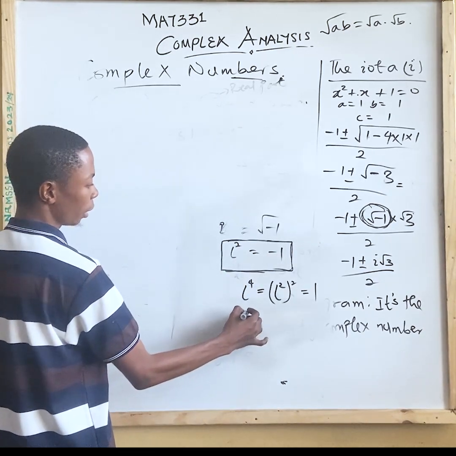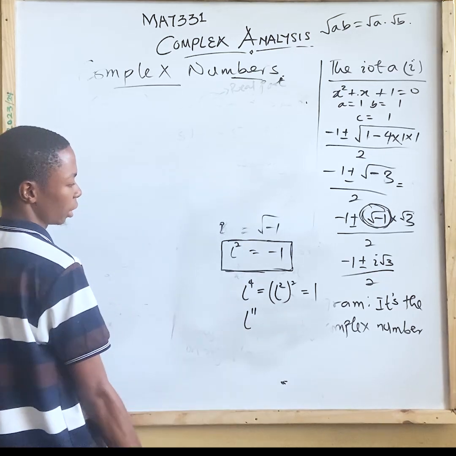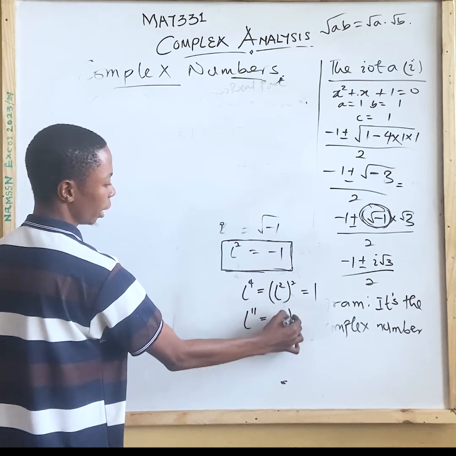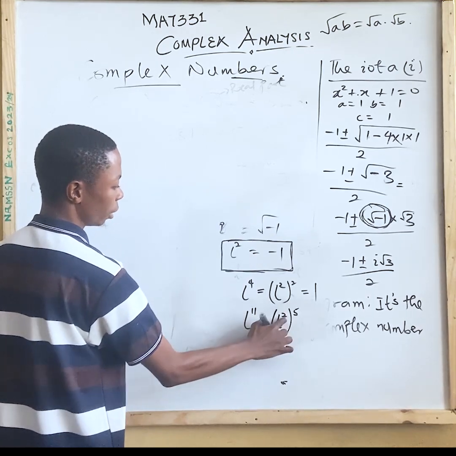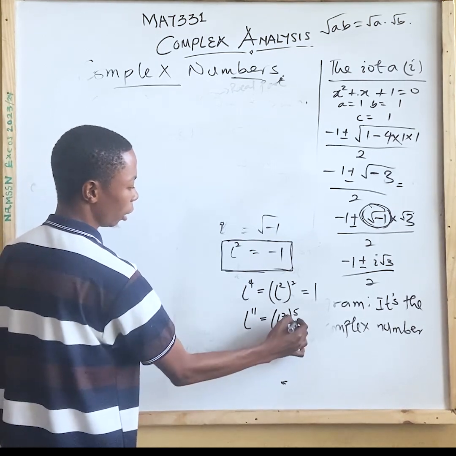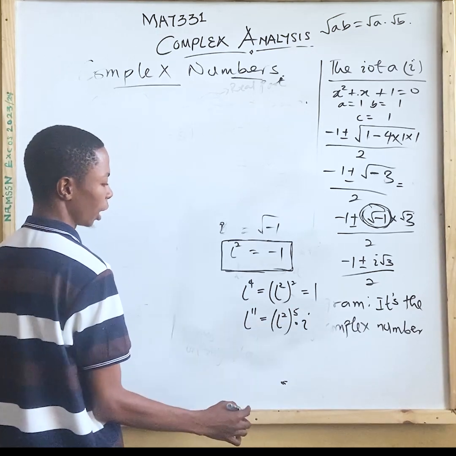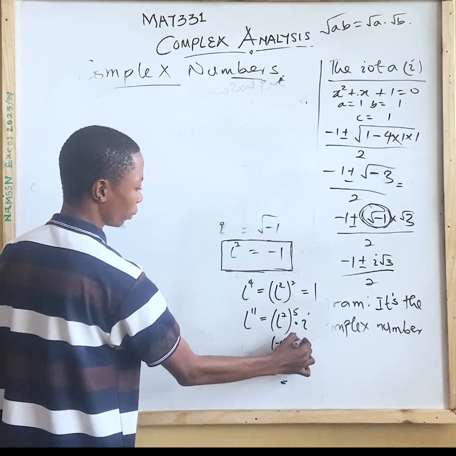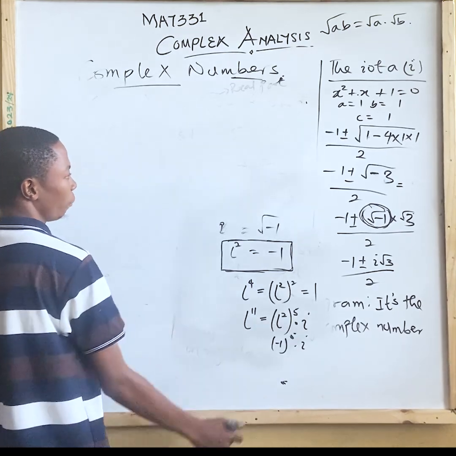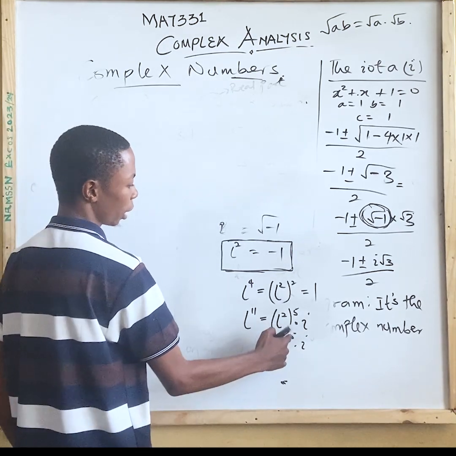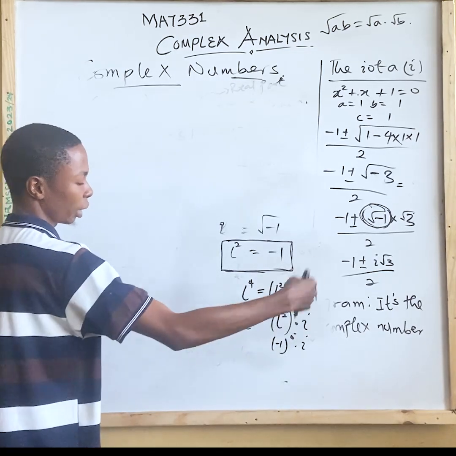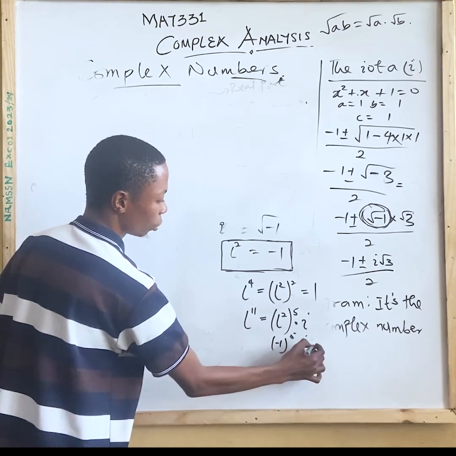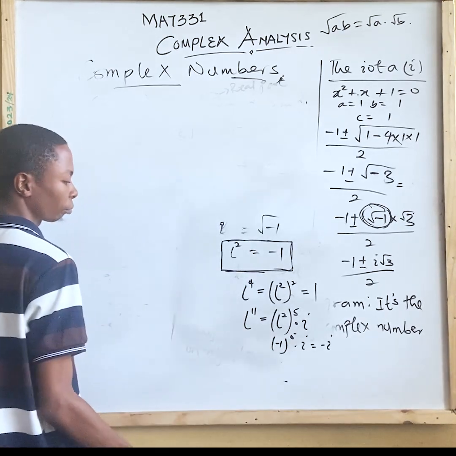If they ask me to find what is I raised to power 11, for example, I'll first say this is like I squared raised to power 5. This is I raised to power 10, so it will remain one I here. So I squared is -1, raised to power 5, times I. -1 raised to power 5, an odd power, will be -1. So -1 times I gives me minus I.